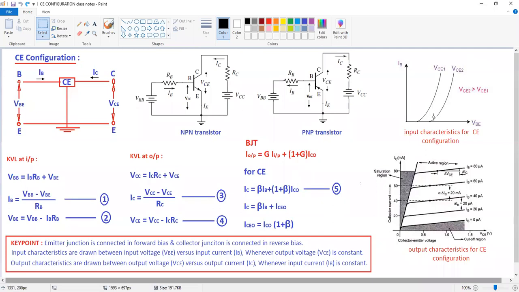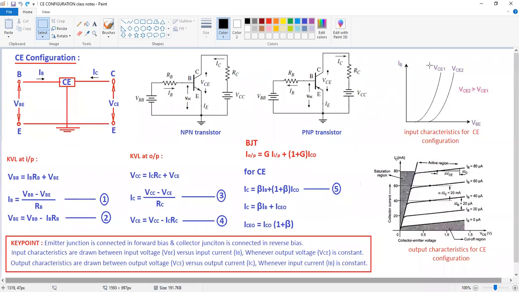Okay. Now, these are similar to your PN junction forward bias characteristics. Okay. Up to some voltage, there is no conduction. Up to the cut-in voltage, there is no conduction. Why? Because here the emitter junction is forward biased. Up to the cut-in voltage, there is no conduction. So that's why the current is 0. After that, the current is going to increase. Here also, the current is going to increase.